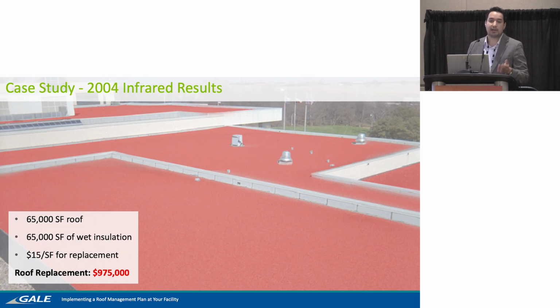So what happens? Everything gets wet, right? You leave it alone, everything's wet. Now the roof replacement is almost at $1 million. And that's in 2004. So you're looking at 8-9 years. You've cut the life of your roof virtually in half there.